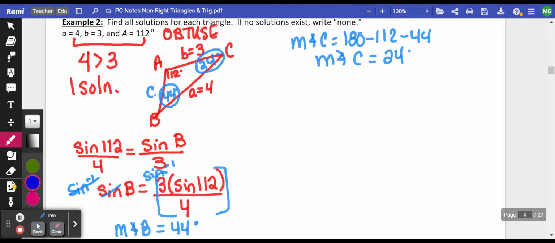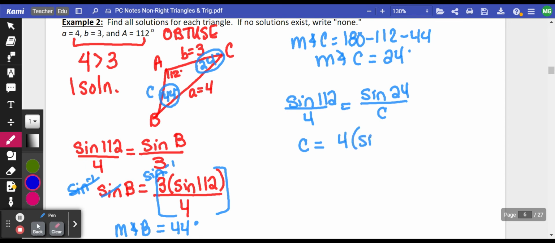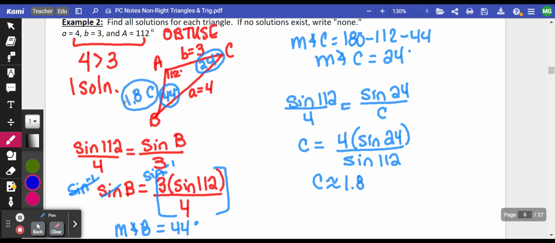Now, if it were me, I would go right back to the 112 and the 4. Okay, so I would go right back to the sine of 112 is to 4 as the sine of angle C, which is 24 degrees, is to side C. And cross multiply and divide. You'll get 4 times the sine of 24 divided by the sine of 112. Okay, and when you calculate C, again, make sure you check it. C is approximately 1.8. Okay, so this is about 1.8 over here.